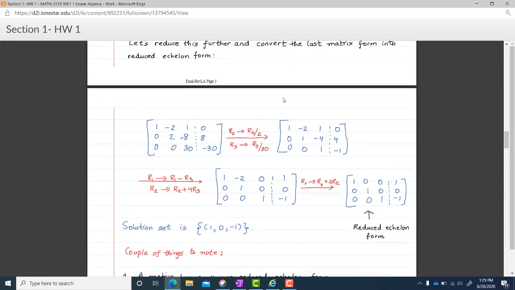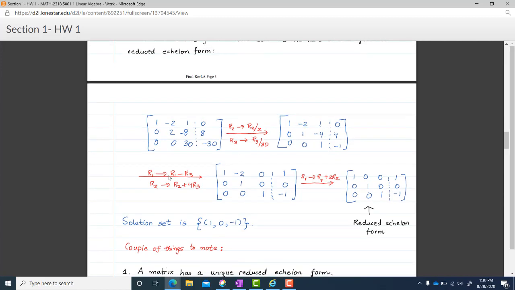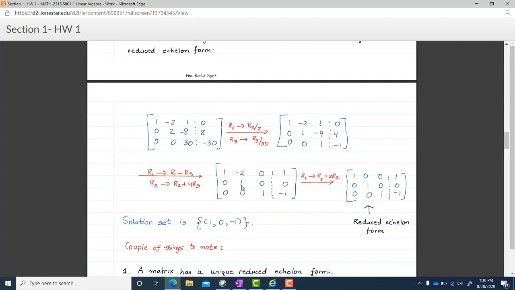And that's what I have done here. First I divided R2 by 2 and R3 by 30, so I have my leading entries as 1 now, which is one of the requirements of the reduced echelon form. And now I'm going to convert first negative 4 and 1 to 0 using this 1. So that's what I have done: R1 minus R3 and R2 plus 4R3, and converted these two entries to 0. And then I have converted the last entry to 0 because I have this 1 as the leading entry in row 2. So I have R1 plus 2R2.